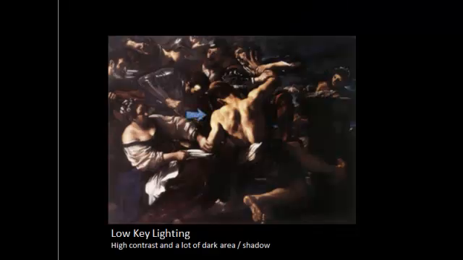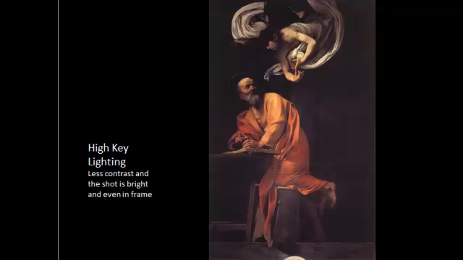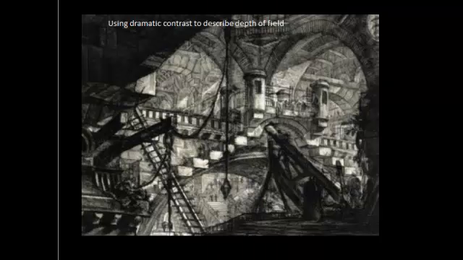Capturing and setting up the light. Low-key lighting: high contrast and a lot of dark area and shadow. High-key lighting: less contrast and the shot is bright and even in frame. Using dramatic contrast to describe depth of field.